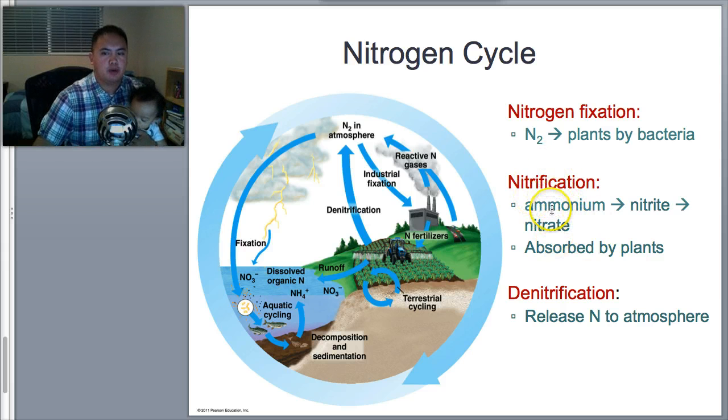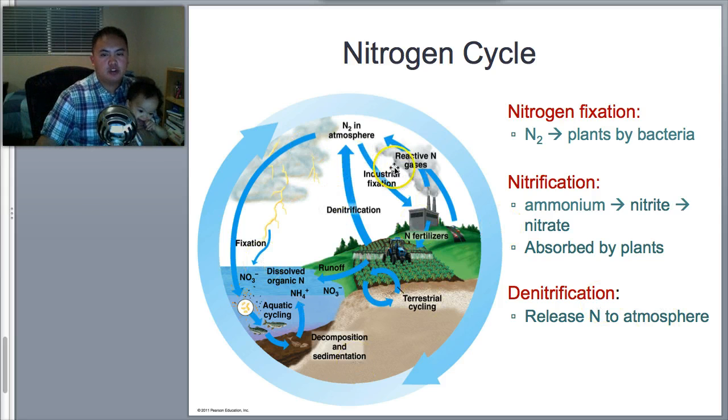They turn the nitrogen into ammonium, from ammonium into nitrite, nitrite into nitrate, and now these nitrates are something that plants can use. So now the plants absorb the nitrogen, which they couldn't do before unless they had these nitrogen fixators. And then denitrification is from decomposers. Once these plants die or go into the ground, these decomposers eat the dead plants, and eventually they release nitrogen gas back into the air.